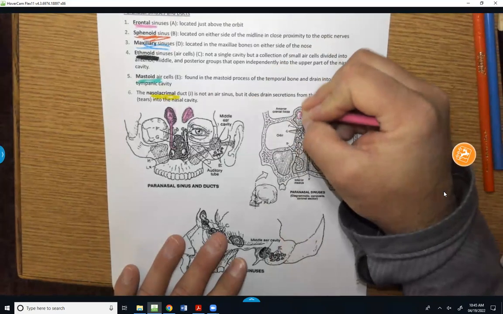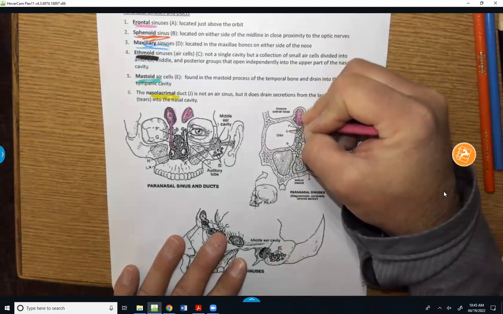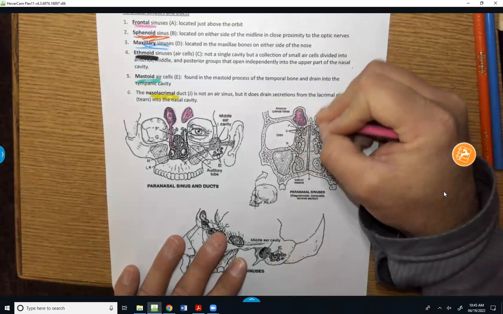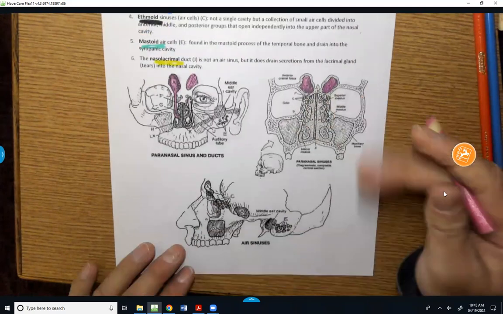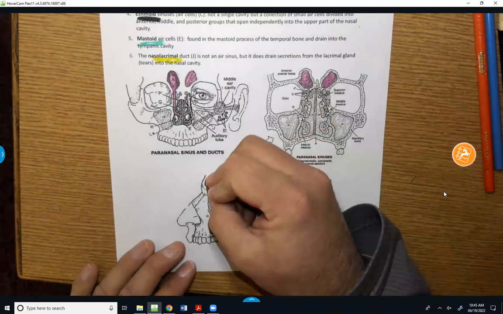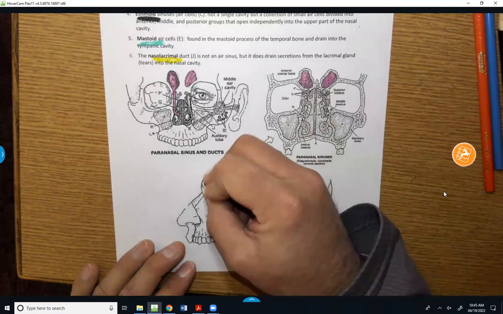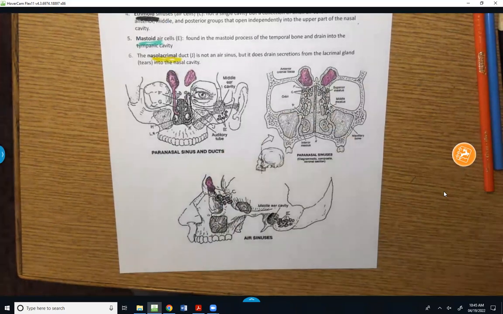Over on the right, this is essentially the same view that was on the previous page where the face has been removed. So we're seeing farther back into the nasal cavity. And then here on the bottom, our lateral view, we can see one of the two.